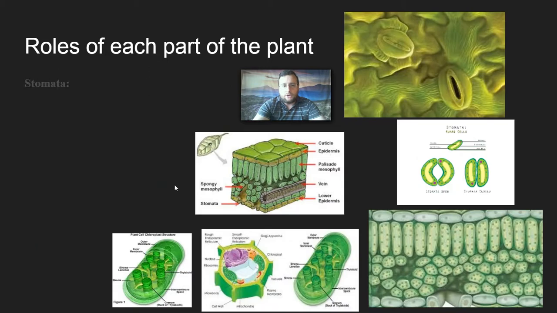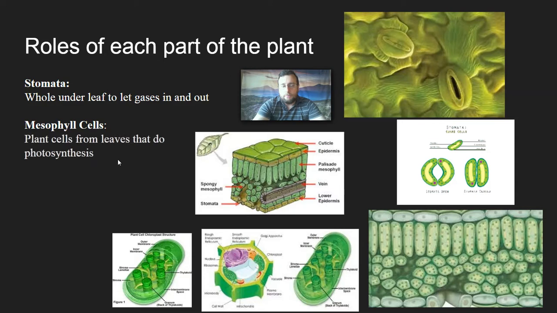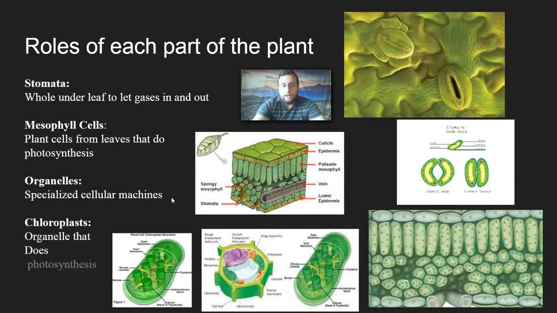The tinier structures, we have the stomata, which are the holes in the bottom of the leaves that let gases in or out and also control the amount of water that can come in and out of the plant. Mesophyll cells are the plant cells that do most of photosynthesis on the inner side of those leaves. And they have organelles, or specialized cell machineries, inside, especially the chloroplasts, which is an organelle that does photosynthesis for the plant. And that's the first objective: the plant structures involved with making sure plants can do photosynthesis.